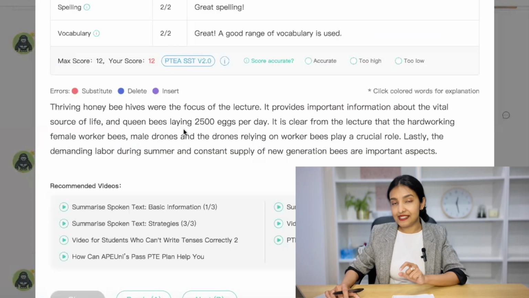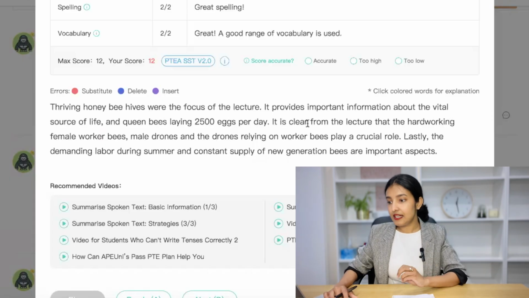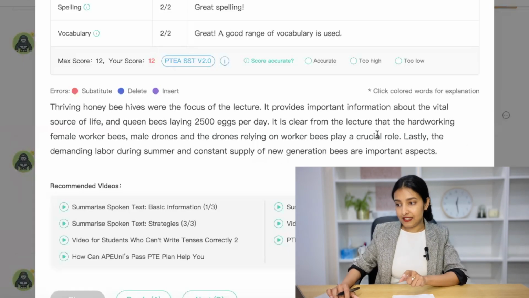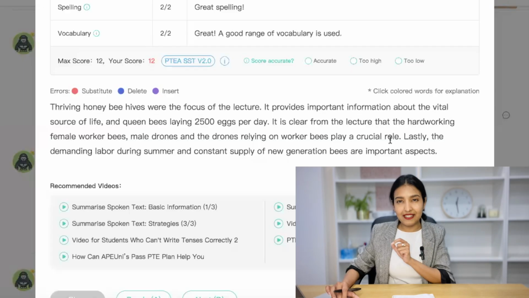And queen bees laying, see, I did not write queen bees lay 2500, I changed it to and queen bees laying 2500 eggs per day. Just the phrase as it is. It is clear from the lecture that the hard-working female worker bees, short phrase, male drones, short phrase, and the drones relying. I have written in my notes, drones rely on workers, but I have changed it to the drones relying on worker bees play a crucial role.